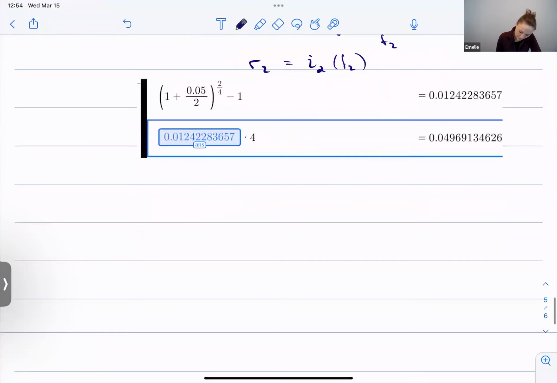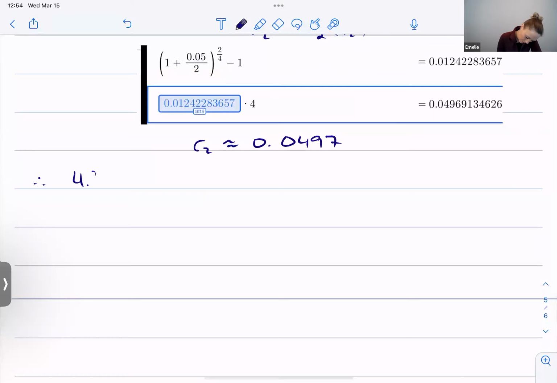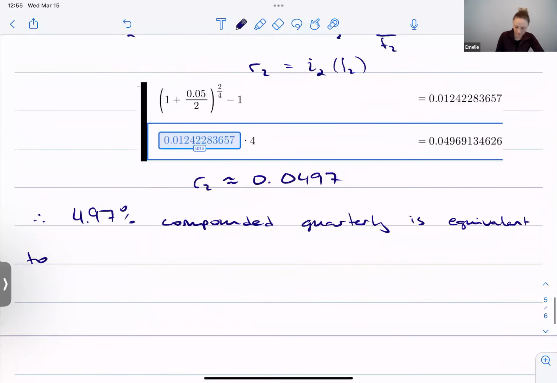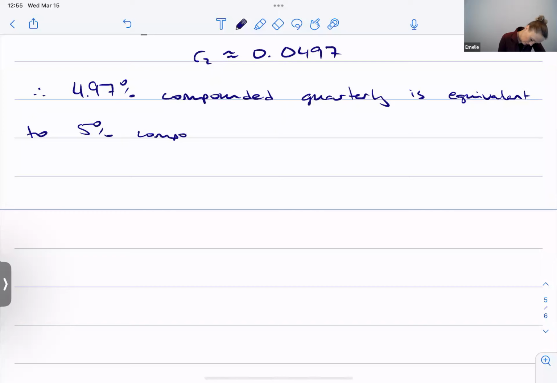Therefore, R2 is approximately 0.0497. Therefore, 4.97% compounded quarterly is equivalent to 5% compounded semi-annually. Nice.